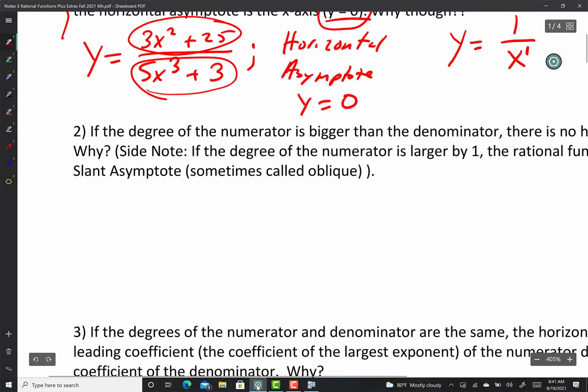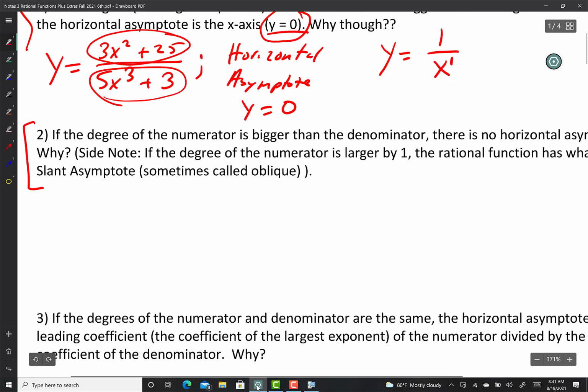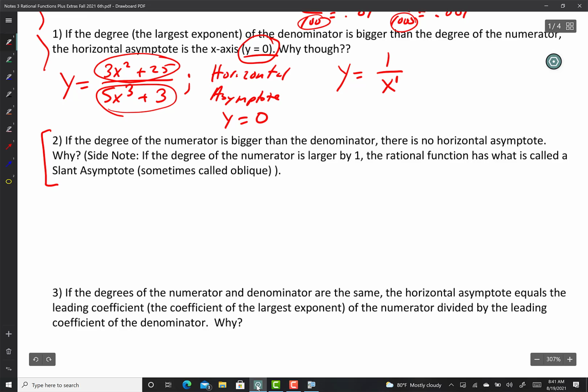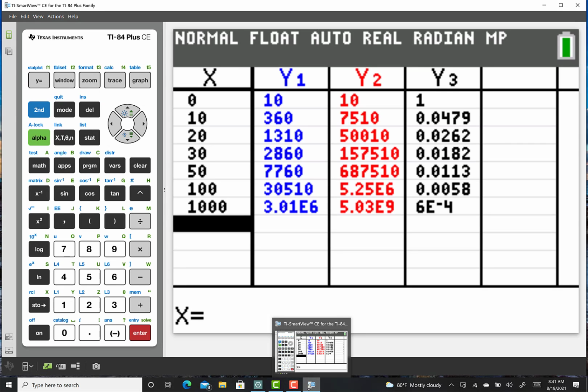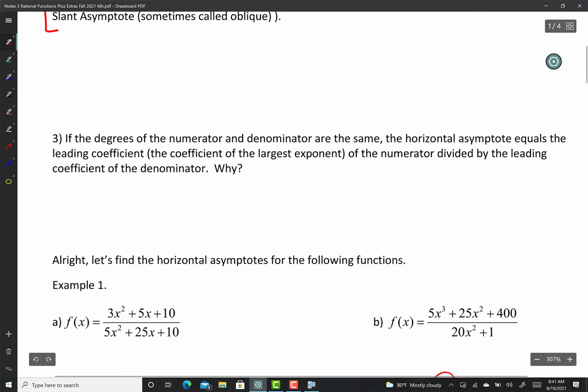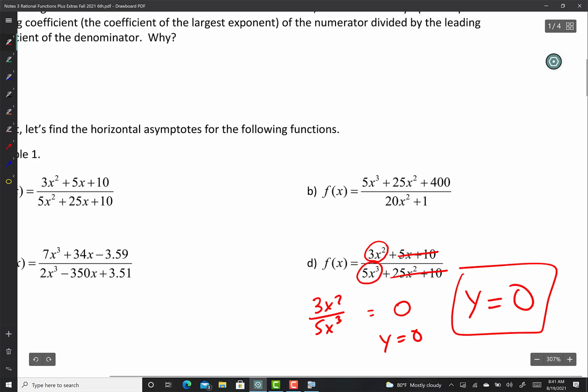All right. Read the letter or comment. Read comment 2. So according to comment 2, if the degree of the numerator is bigger than the degree of the denominator, you have no horizontal asymptote.